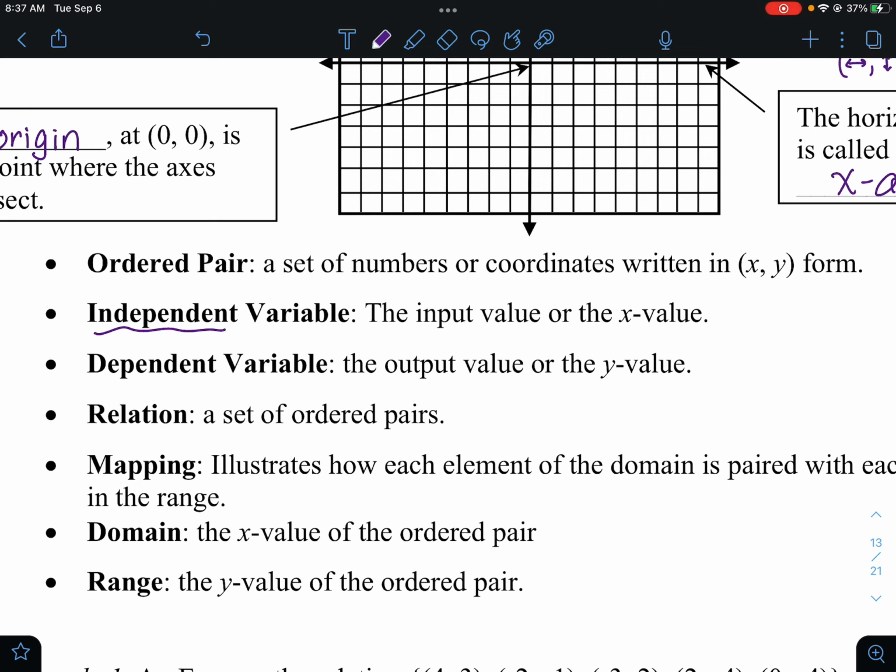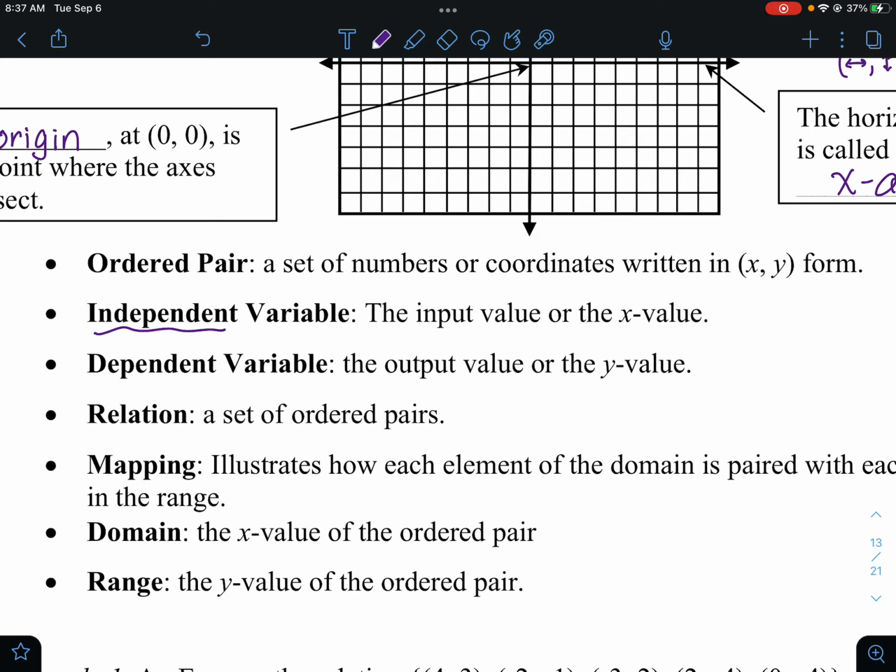Whenever we have a set of ordered pairs, so a bunch of ordered pairs that are together, that's what's called a relation. Okay, later on we're going to talk about functions. So functions are a specific type of relation that meets some type of circumstance. But for now, we're just looking at relations.